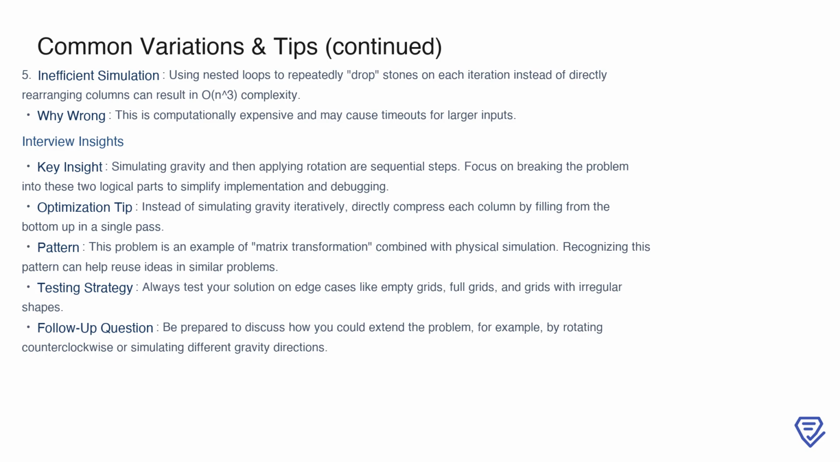This problem also falls under the category of matrix transformations combined with physical simulation. Understanding this pattern can help you tackle similar challenges. During testing, always include edge cases such as empty grids, fully filled grids, and irregularly shaped grids to ensure your solution is robust. Additionally, be ready to discuss follow-up variations, like rotating counterclockwise or simulating gravity in different directions, to demonstrate a deeper understanding of the problem.